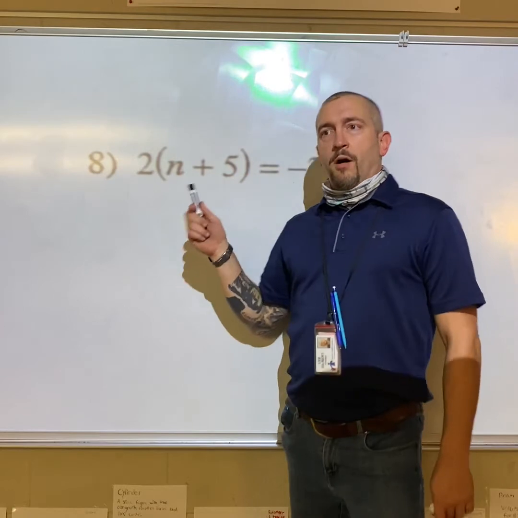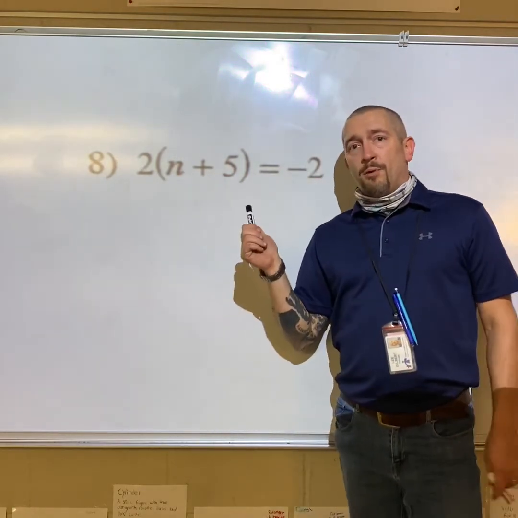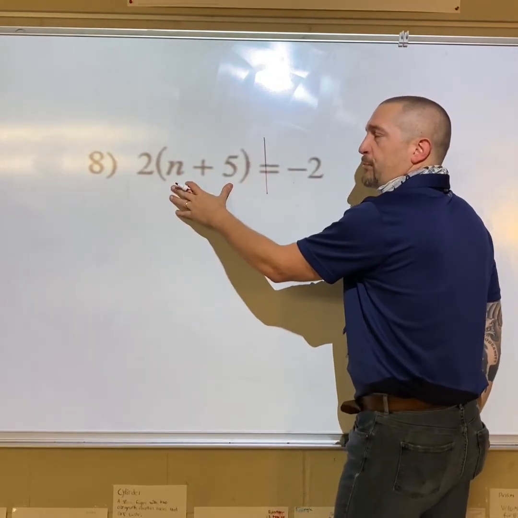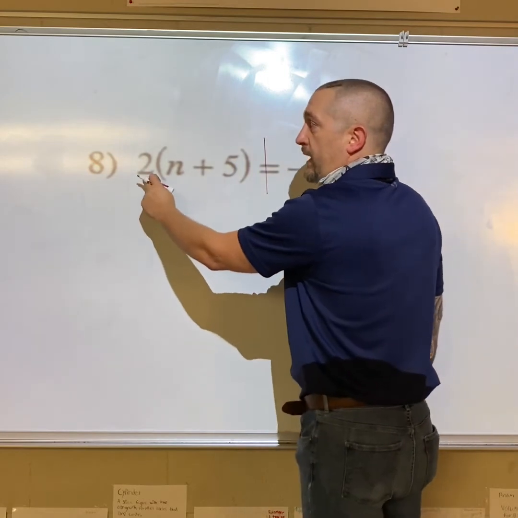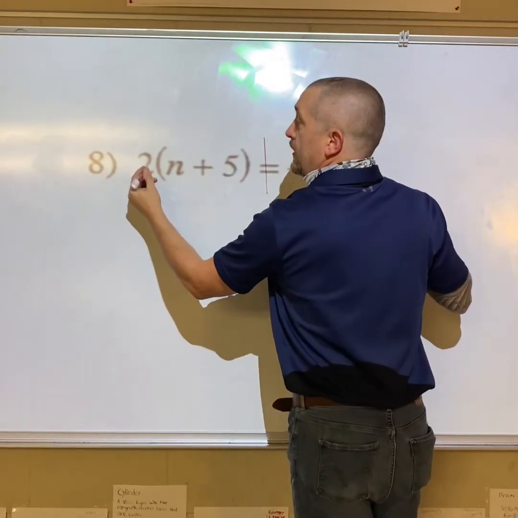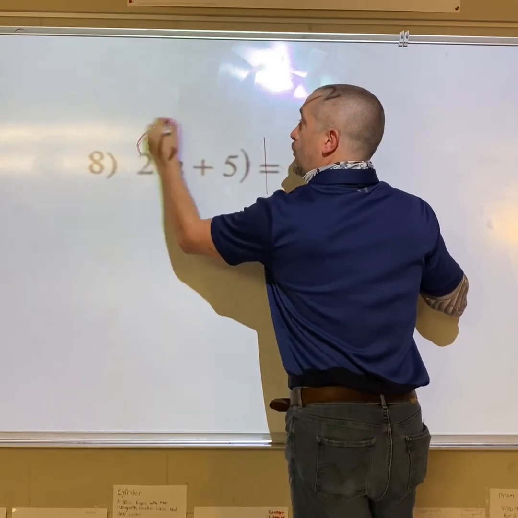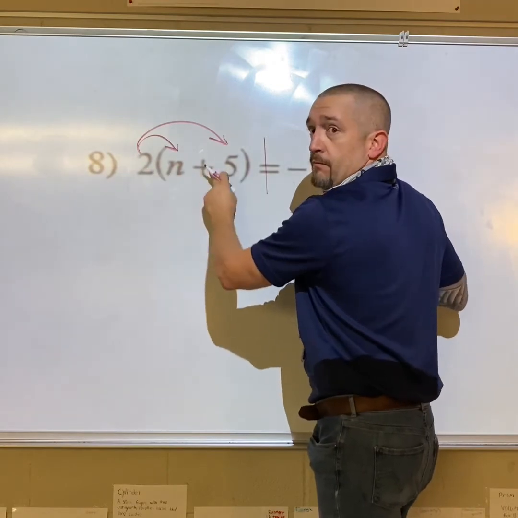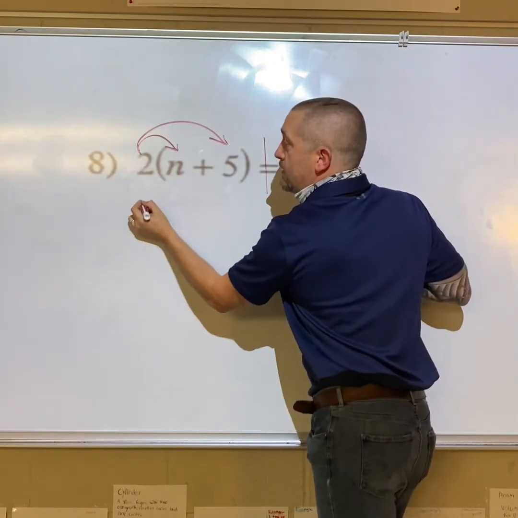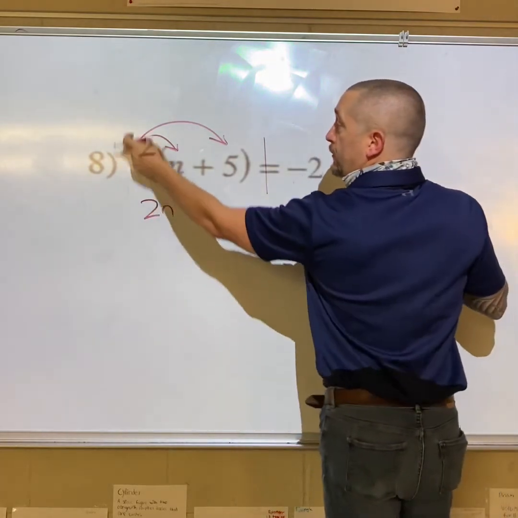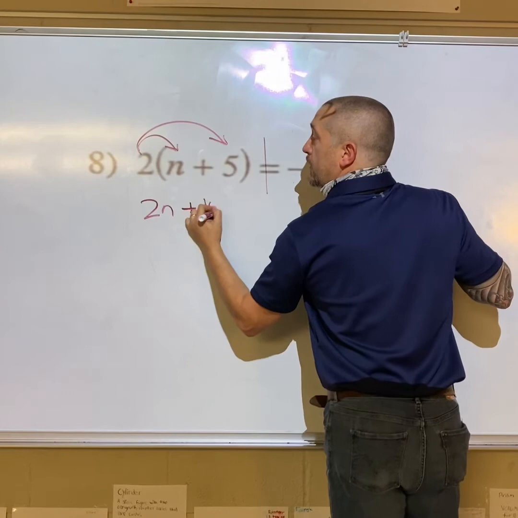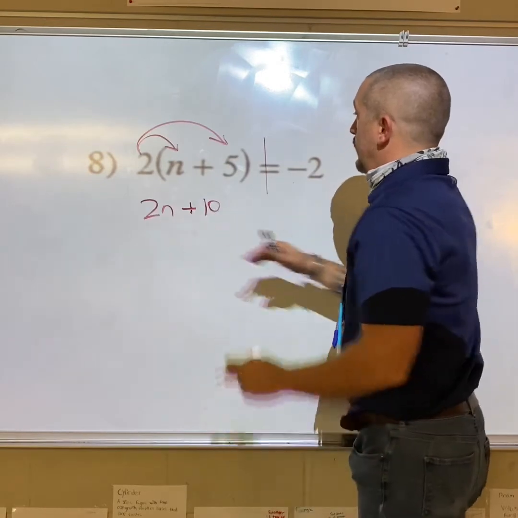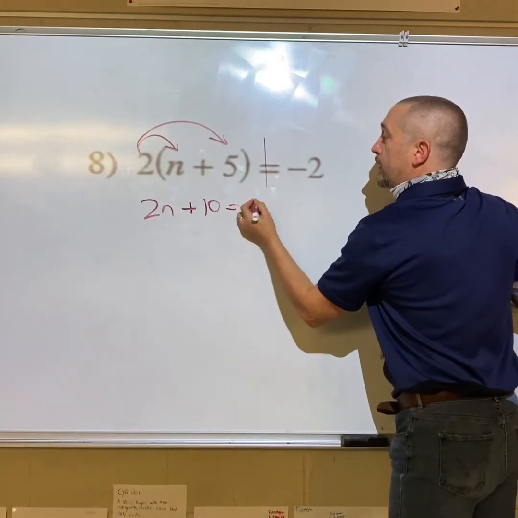Okay, problem number 8 on your sheet. Guys, this is an easy problem to solve. You do have an expression in a set of parentheses that has 2 as a multiplier on the outside. So in order to simplify this, we're going to have to use the distributive property to multiply 2 by what we have inside our parentheses. 2 times n is going to give us 2n. 2 times positive 5 is going to give us a positive 10. So we've simplified this now. We've rewritten it. So let's set this as equal to -2.